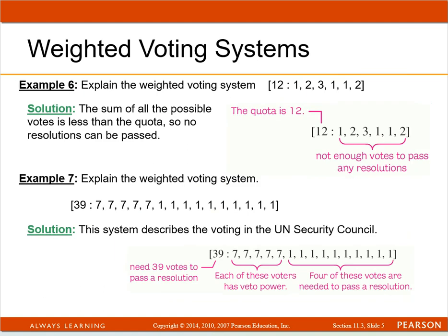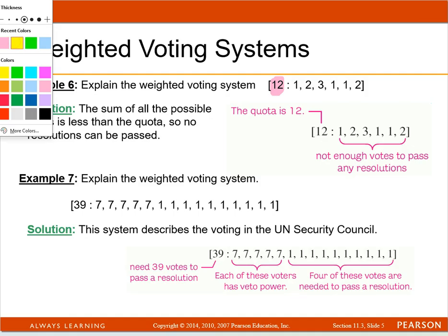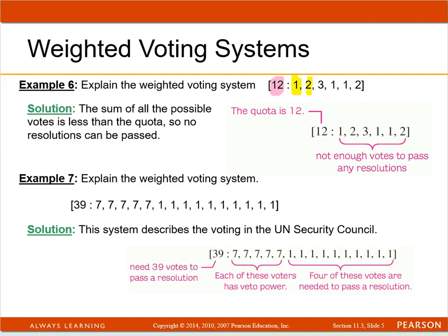Let's see, this one. I think example 6 is a trick question to see if you understand how this works, because the first number is 12. That is your quota. And then you've got 1, 2, 3, 4, 5, 6 different voters. But if you add their weights, the first voter gets 1 vote, the second voter gets 2 votes, the third voter gets 3 votes, the fourth voter only gets 1, the fifth voter only gets 1, and the 6th voter gets 2. But if you add all these numbers up, that only adds up to what?